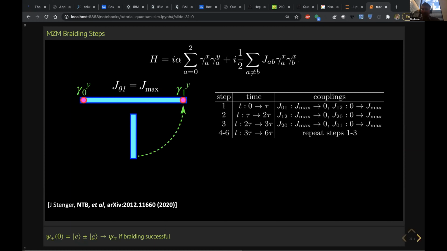Hey, Claire, you got a question? We do have a question. Somebody is asking, what is tau? They feel like they missed the explanation of tau.